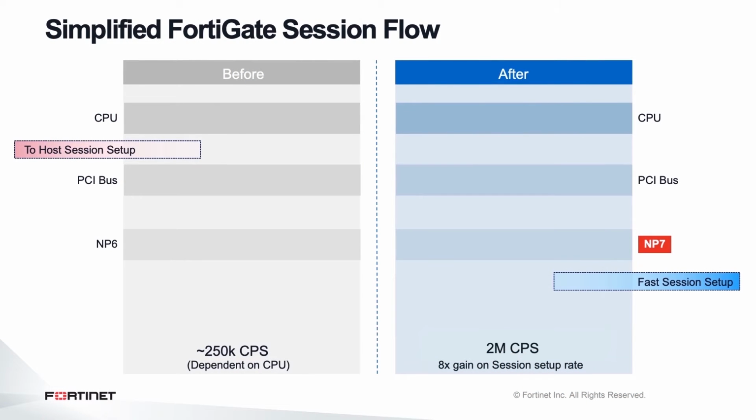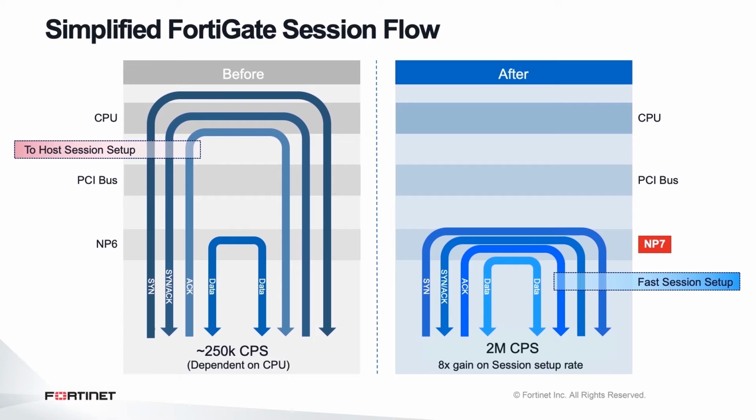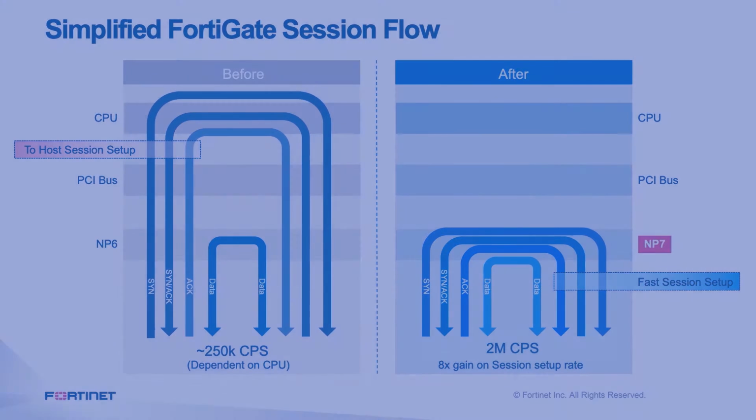As you see with the pink highlighted part to host session setup, this actually means that the SYN, SYN-ACK, and ACK for TCP sessions, or the first packet of the session for UDP sessions, would typically need to be handled in the CPU. As you can see, the session then gets accelerated for data traffic, which is pushed to NP6 for hardware handling. Now on the right side, you can see the huge difference now with NP7, where all the session setup packets are accelerated by NP7. So let's dive into the demo next.